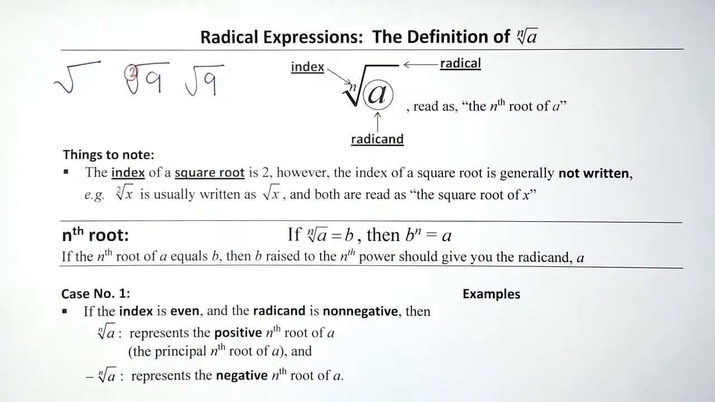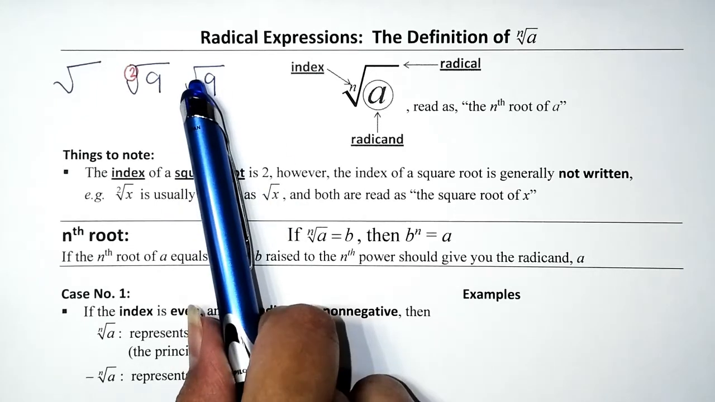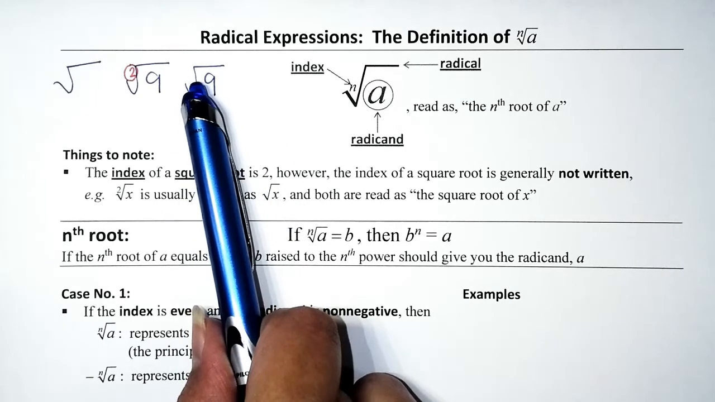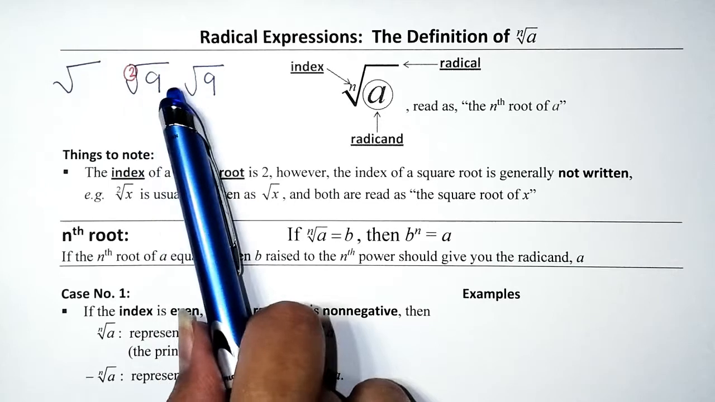Now someone asks, well, how do I know if it's square root of 9, cube root of 9, fourth root of 9? If the index is 3 or higher, the only way we're going to know is if we have a number written in that nook. And if it's blank, then it's implied that the index or root is 2.